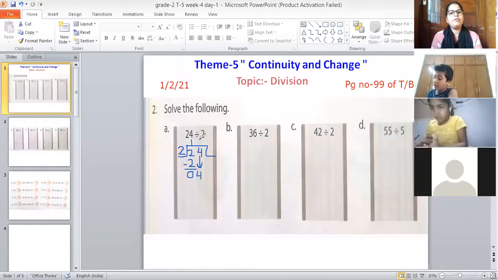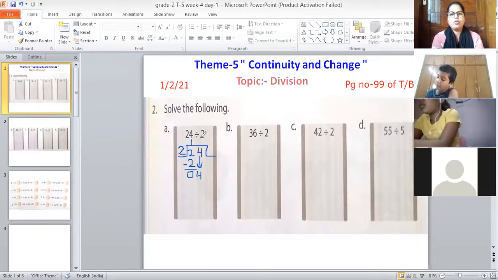Yeah. So what do we have to do? We have to see in the 2 table. Which number do we have to see? Advaita, beside 0, 4 is there. So we have to see 4 in the 2 table. Now tell me when we will get 4 in the 2 table. 2 twos are 4, ma'am.